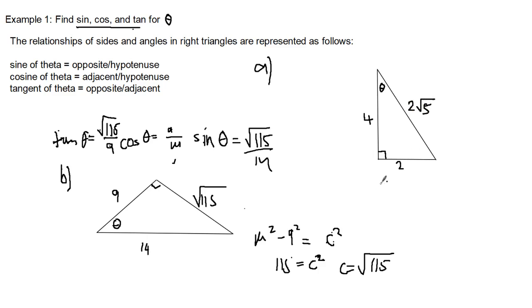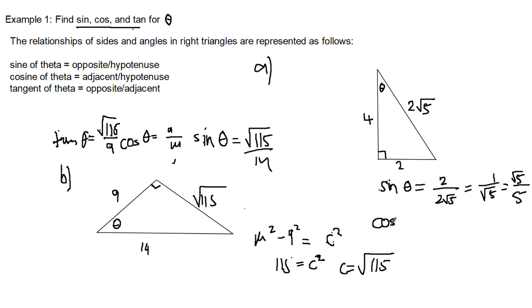So sine of theta is just opposite over hypotenuse, which is 2 over 2 square root of 5. We're old enough now. We don't need to rationalize the denominator anymore. But if you want to rationalize the denominator, here you go. Square root of 5 over 5.